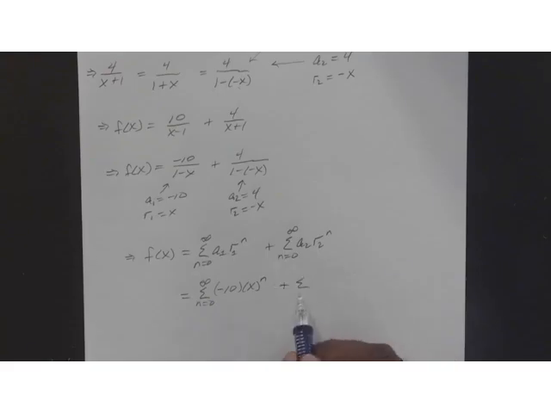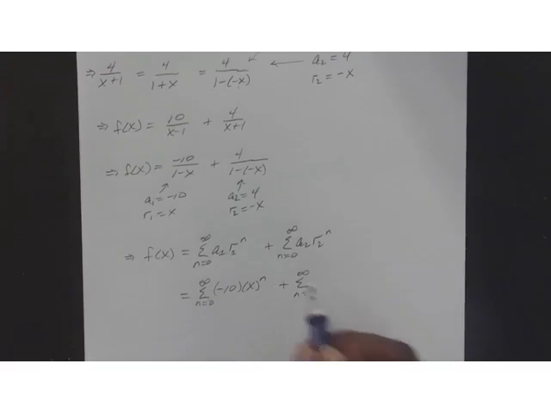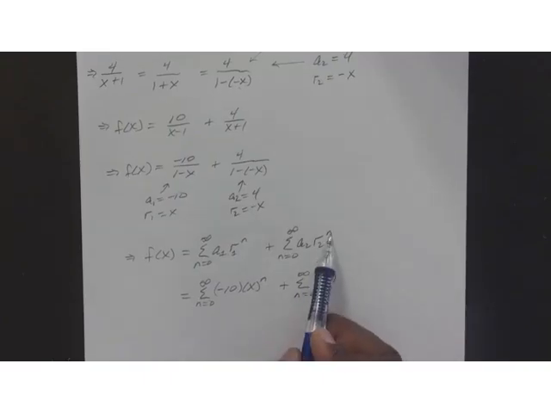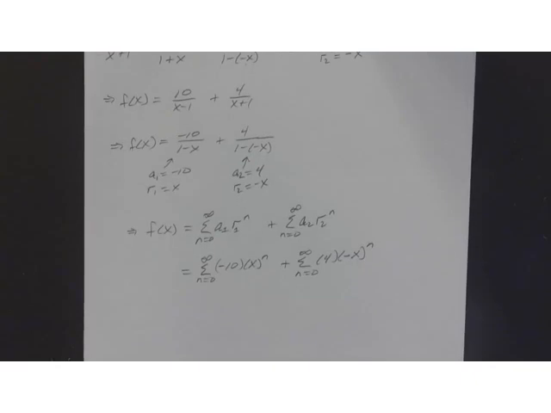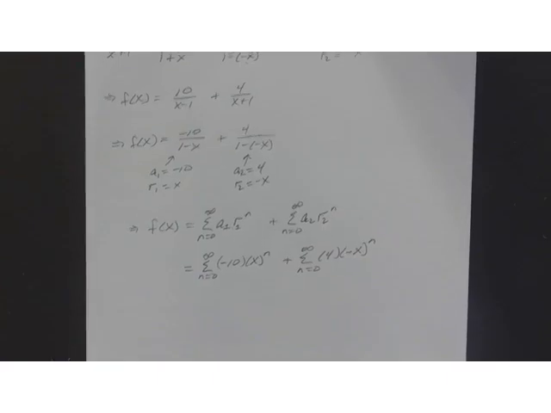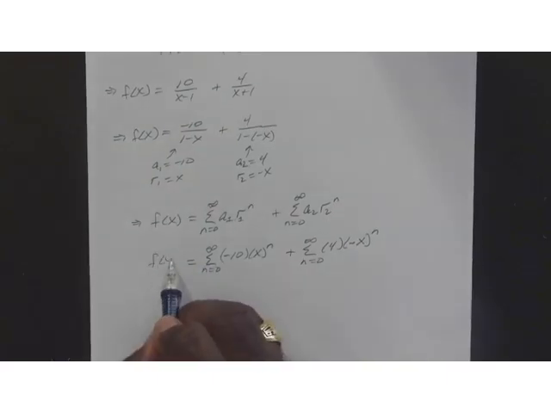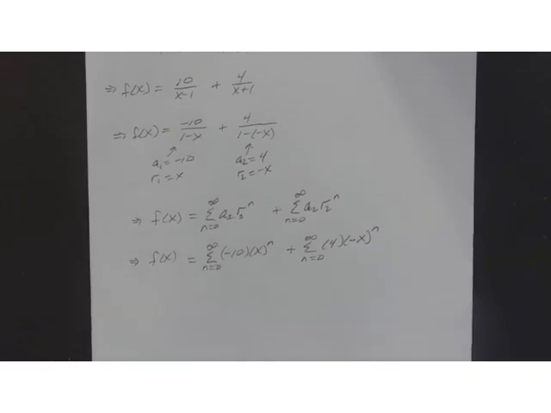Plus, we have the sum from n equals 0 to infinity of a number 2, which is 4, times r number 2 to the power of n. This one you do need the parentheses because you have negative x to the power of n. Okay, so this is our next version of f of x.